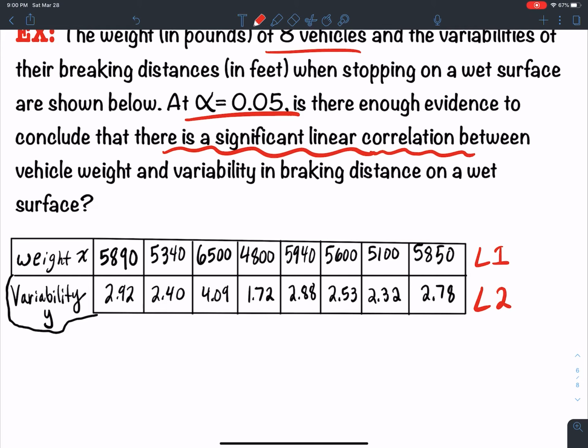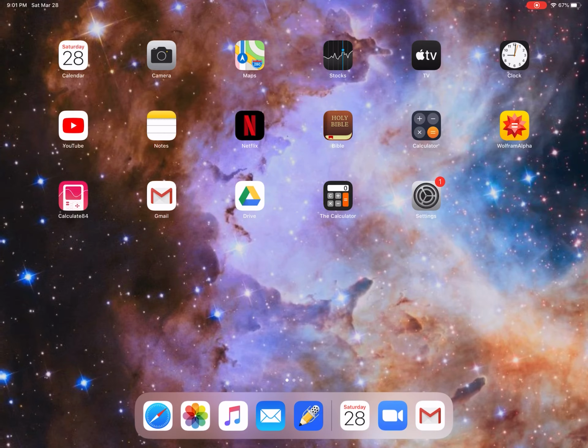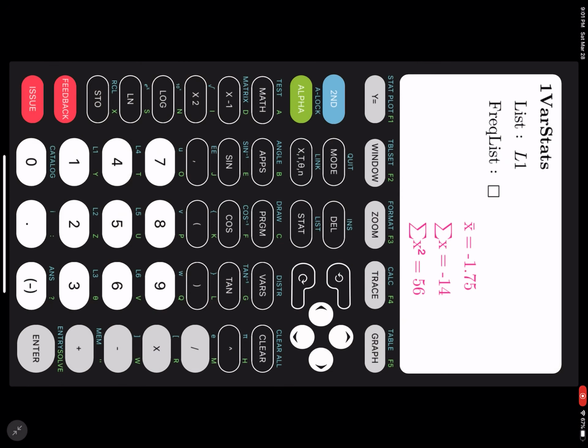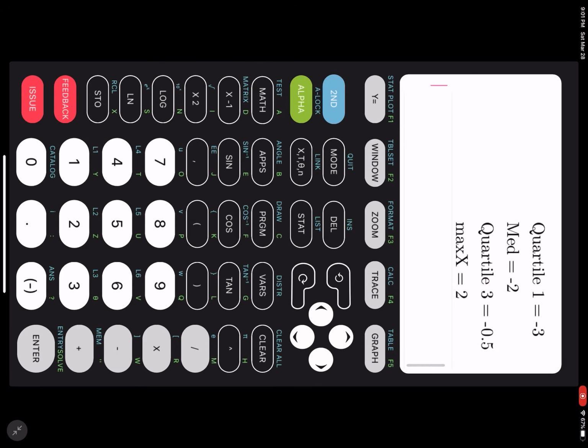Okay? So I'm going to test this. I'm going to see if I can do this on this calculator. I've never done it before. I'm going to quit out of this.